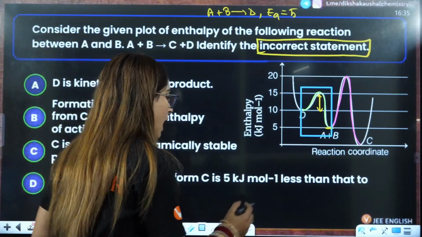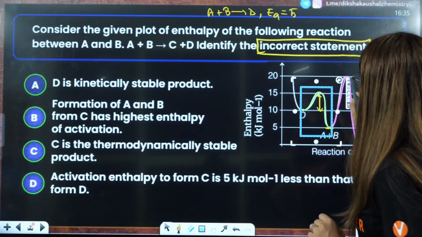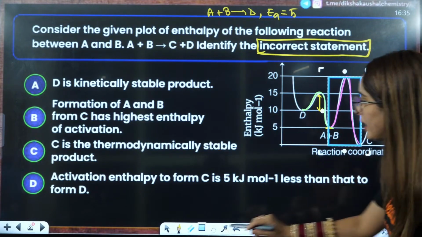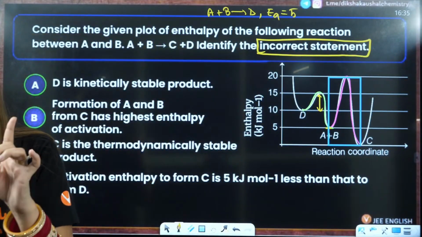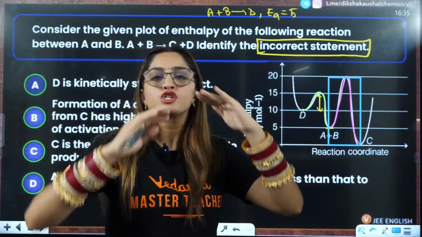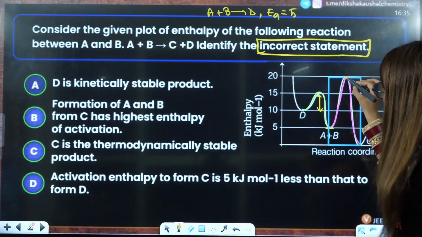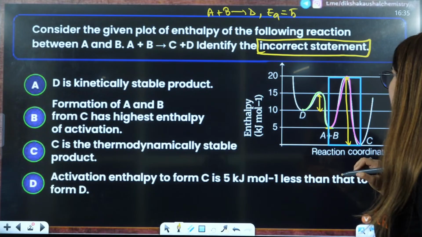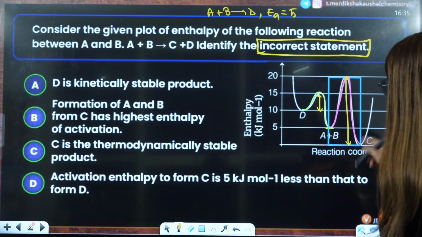Now you have to focus on this particular part, I'll just draw it here. This is the part where from A plus B you're forming C. Can anybody in the chat box tell me what the activation energy is here? From A plus B, the highest point till you have your product is called the activation energy. That is going to be, yes, 20.